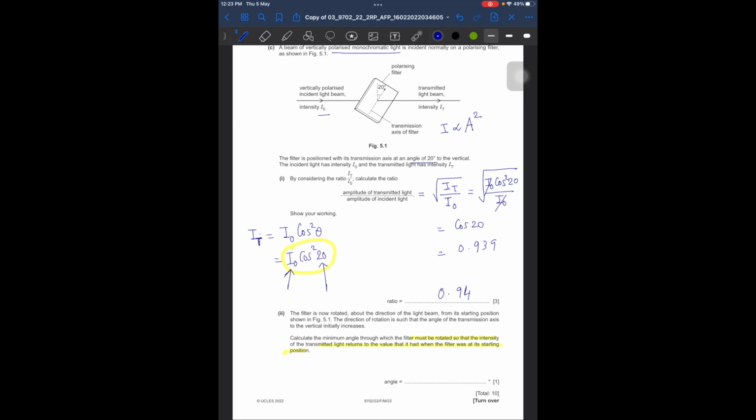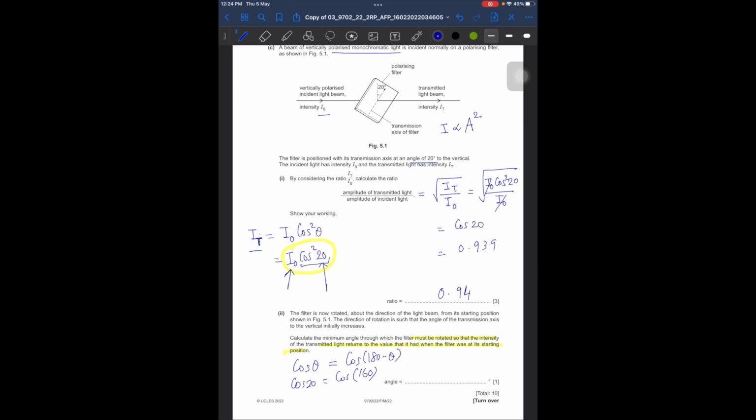20 will become 30, 40, 50, 60, and that's what is going to change the transmitted intensity. But we want to get it back to what it was in the beginning. That means we should have the same value of cosine. So cosine theta gives you the same value for cosine theta and cosine 180 minus theta. That means theta and 180 minus theta give the same value for cosine. So cosine 20 and cosine 180 minus 20, which is 160, should give us the same value for intensity.